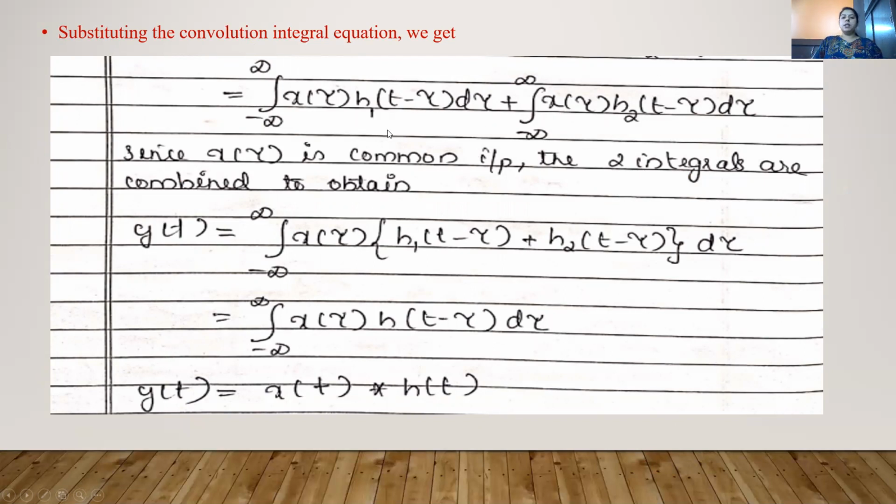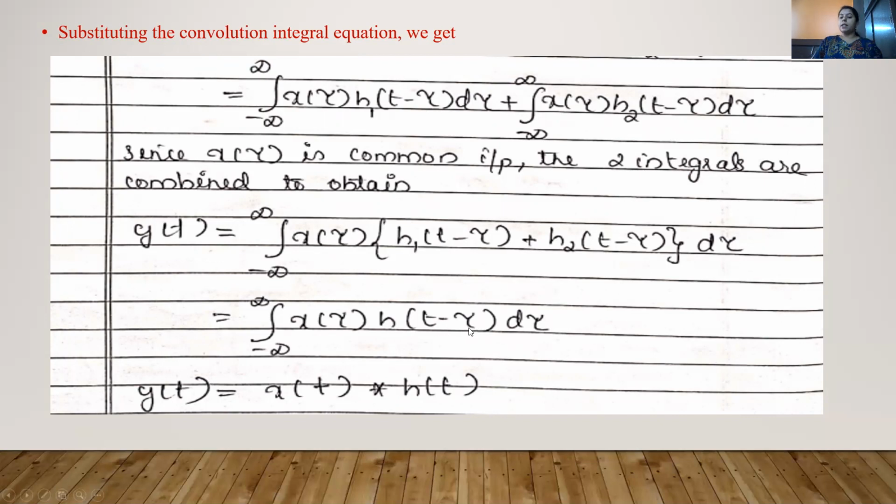Now you just see x of tau is common in both these equations, so I can take this outside. Similarly, both the integrals are with respect to tau, so I don't want to represent two integrals. I'm writing it as one integral from minus infinity to plus infinity of x of tau, which I took outside, then h1 of t minus tau plus h2 of t minus tau d tau. This h1 plus h2 term, I'm going to assume as h, that is h of t minus tau.